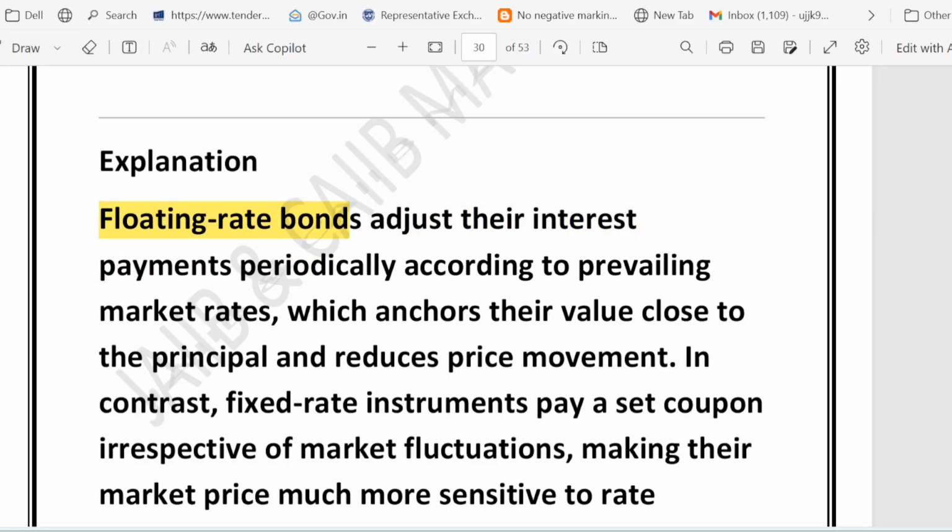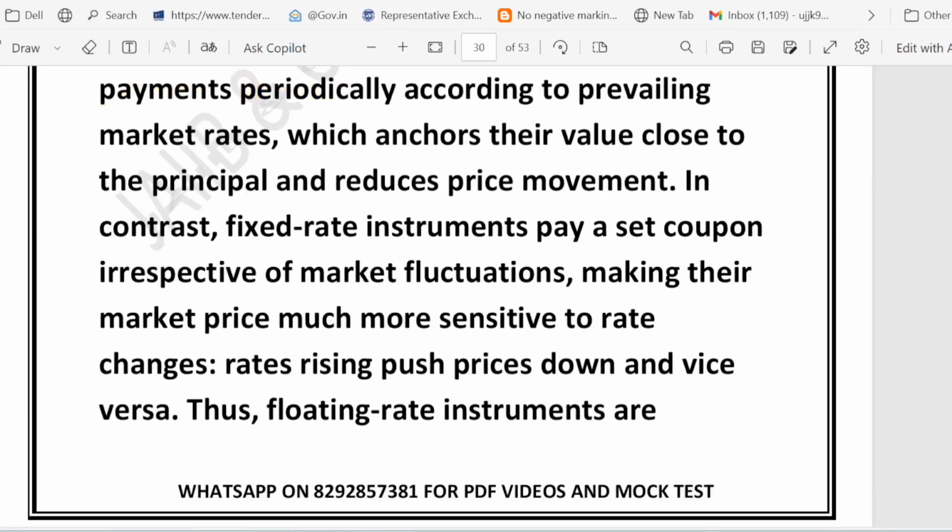In the rising interest rate environment, just remember it, floating rate bonds are preferred. They protect investors from price drop. Suppose interest rate is rising, such an environment is there. Which one will you prefer, floating rate or fixed rate? Obviously floating rate you will prefer. This concept is key in interest rate risk management.